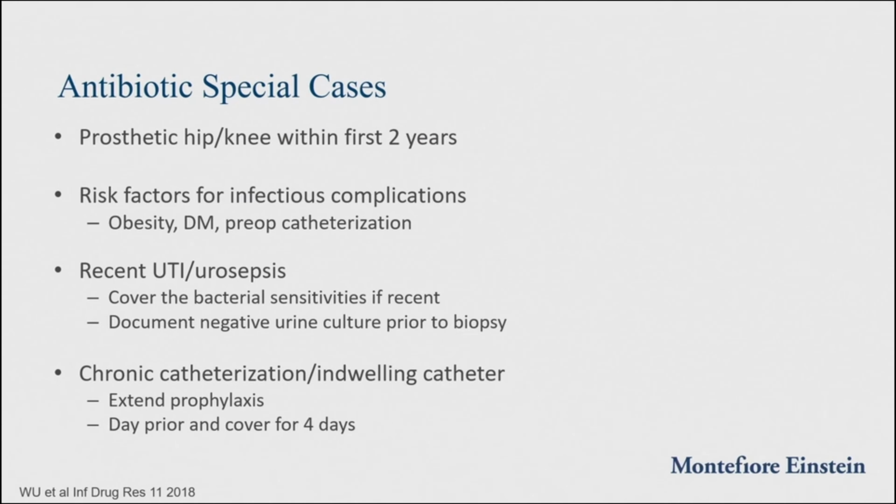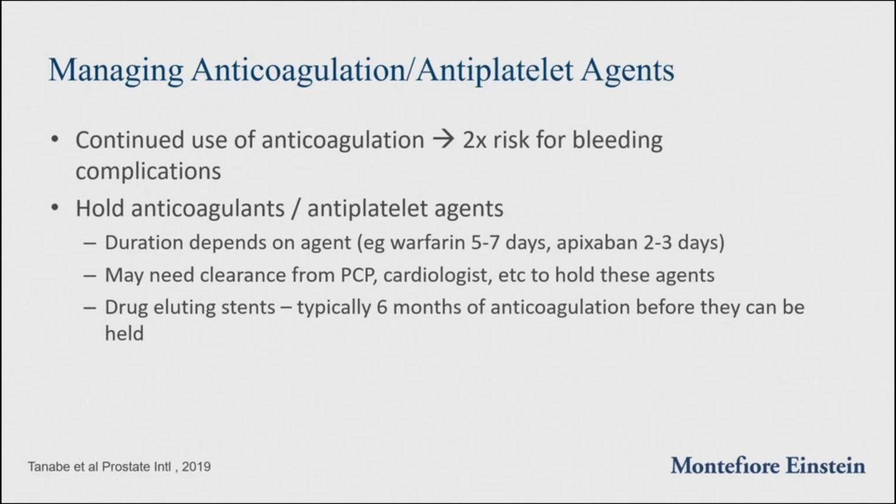There are a couple of special cases to consider: if somebody's had a prosthetic hip or knee within the most recent 2 years, if they have very high risk factors for infection, sort of immunocompromised, or if they've had recurrent urosepsis or UTI episodes in the past and you have culture data for that to drive your choice. In addition, if they are colonized, so if they have a chronic indwelling catheter, they don't walk around at baseline with infection, but they are colonized, you may consider extending your prophylaxis, cover the day before, and potentially up to 4 days.